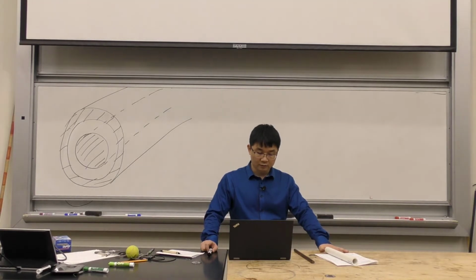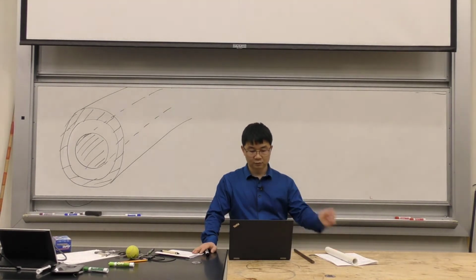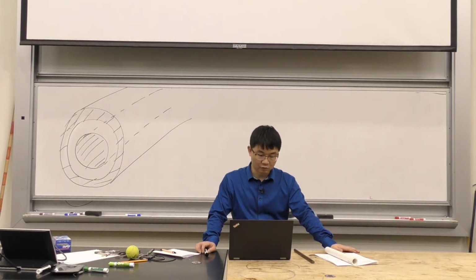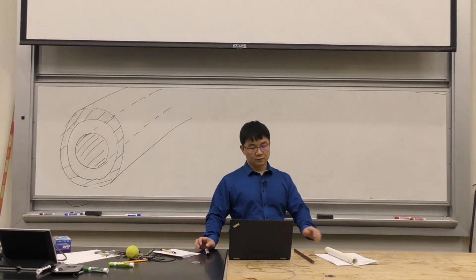A long coaxial cable consists of an inner solid cylinder with radius a and an outer coaxial cylinder with inner radius b and outer radius c. The outer cylinder is mounted on insulating supports and has no net charge. The inner cylinder with radius a has a uniform positive charge per unit length lambda_E. Okay, so this is what we have.